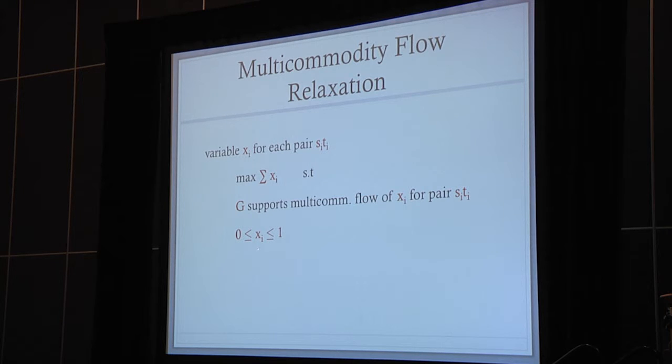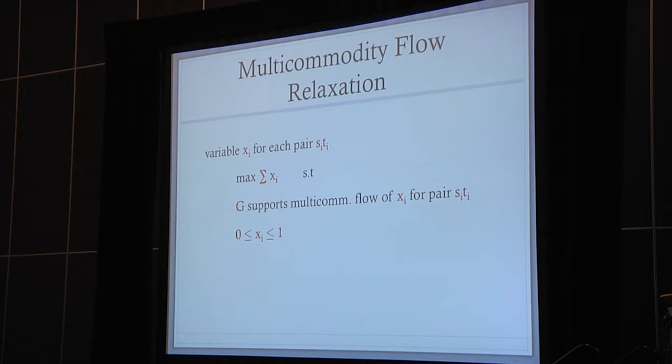Ideally, I want to choose xi to be 0 or 1: 0 if it is not routed, 1 if it is routed. And what are the constraints? I want to find a path for each pair such that no vertex is in more than one pair. That's a hard constraint too, because these are integer variables.